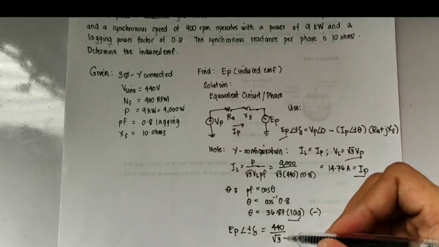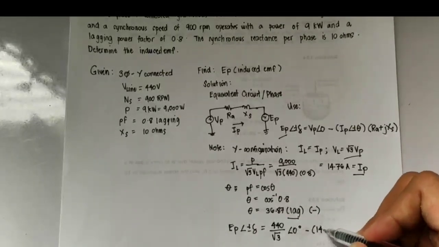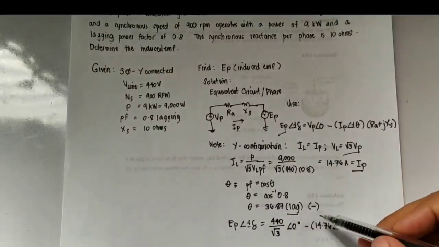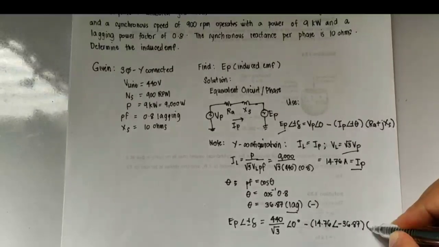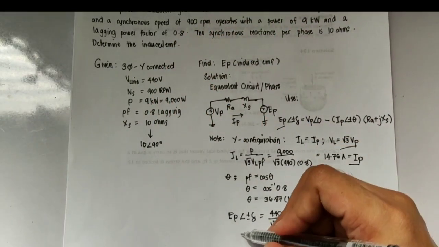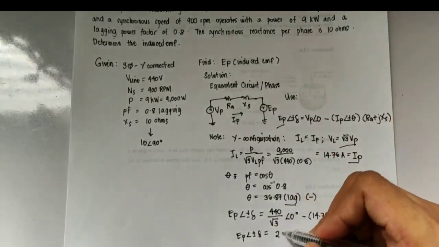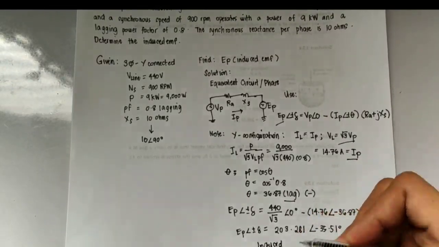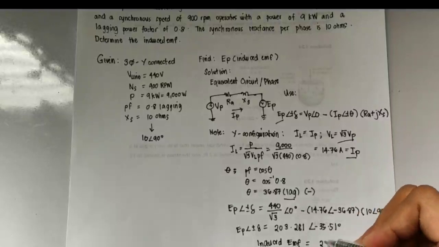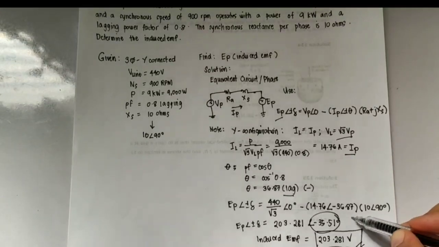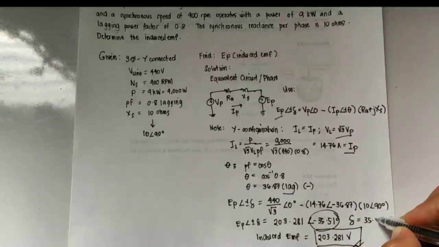Now, EP is 440 over square root of 3. Take note that is the phase voltage, angle 0, minus 14.76, which is our I phase, at an angle of minus 36.87, since the power factor is lagging and we use the minus sign, times XS, the synchronous reactance, which is 10 ohms. We will convert it into complex format, so 10 angle 90 degrees. Now, computing it, we have a value of 203.281 angle negative 35.51 degrees. Our induced EMF, or the back EMF, is 203.281 volts. This will become our final answer. Take note, the angle here is our torque angle, which is 35.51 degrees.